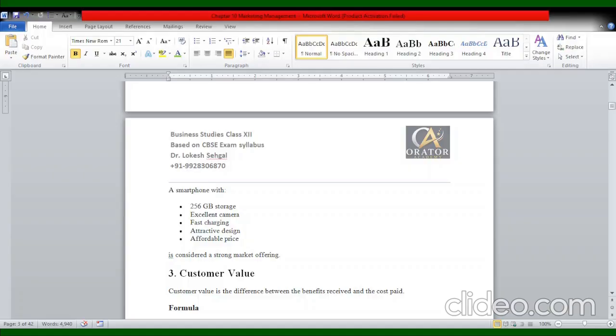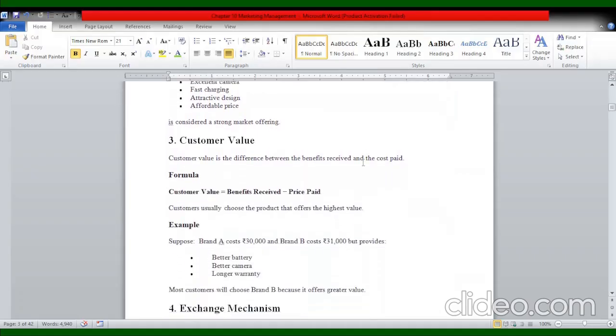Next, we can include customer value. Customer value is the difference between the benefit received and the cost paid. What the customer is getting in exchange for the product, and what they are actually paying in terms of price. So customer value is equal to benefit received minus price paid. If the customer is receiving more value than the price he or she paid, then they are definitely getting some extra value beyond the price they have paid.